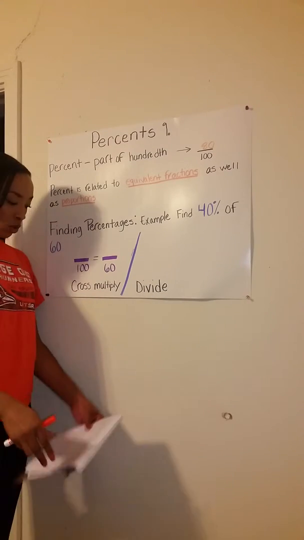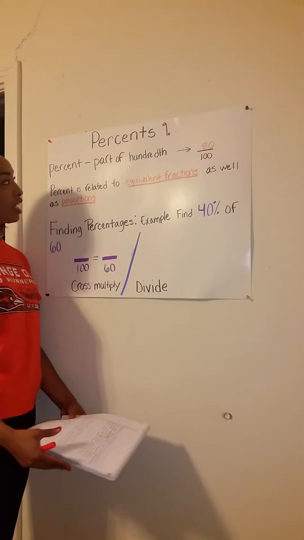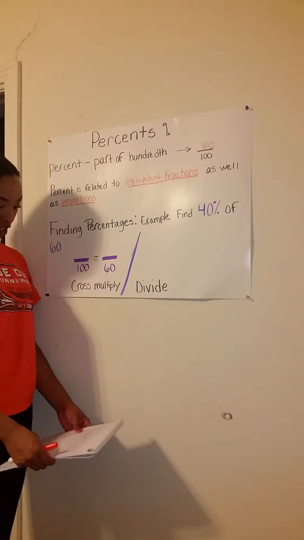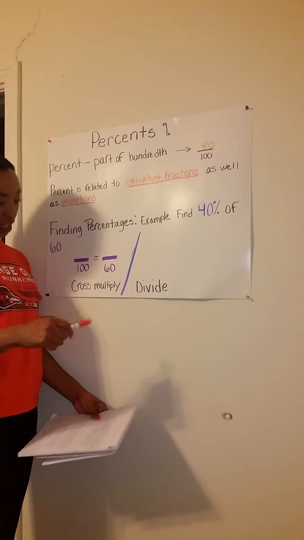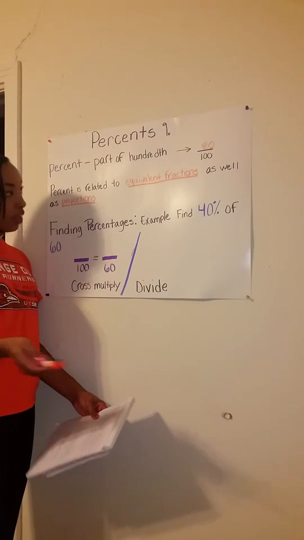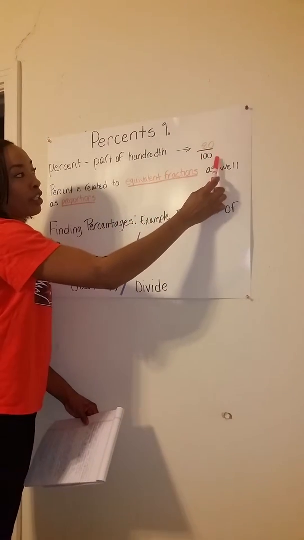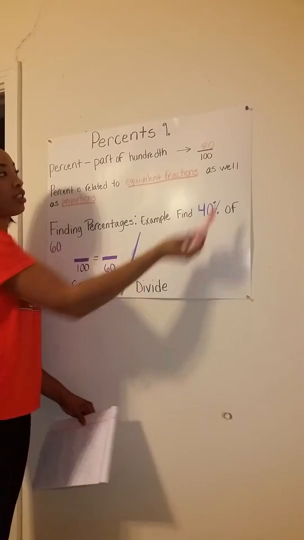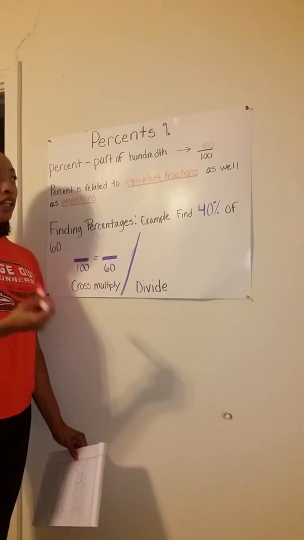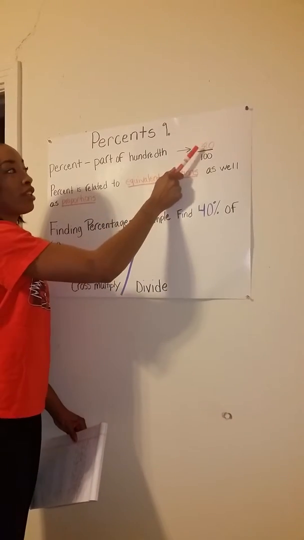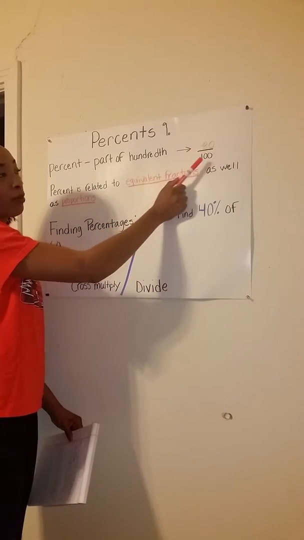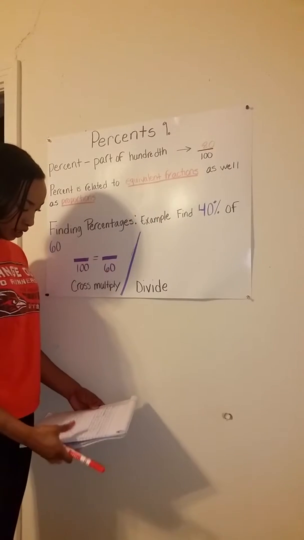So first of all, we learned that percents are part of 100, and we can represent this visually as a ratio, where 100 is at the bottom, and then whatever your percentage is on the top. So let's say John made 80% on his test last week. We'd represent it as a ratio with 80 being on the top and 100 being on the bottom.